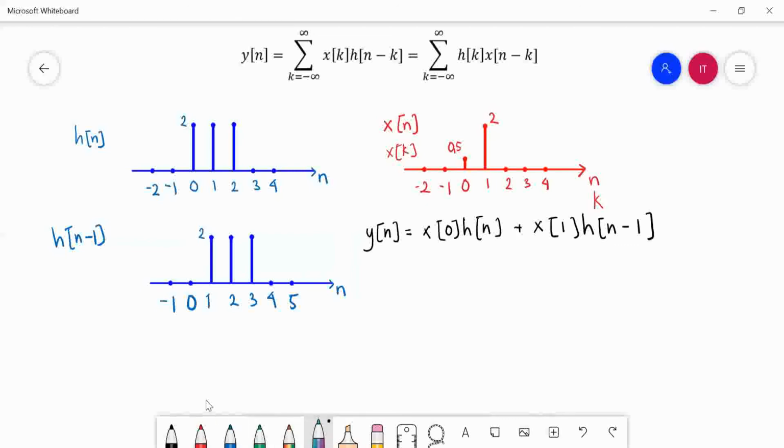Then, as we see here, h[n] is multiplied by x[0], so we multiply this by 0.5, which brings us to 2 times 0.5 is 1. And then here, we multiply it by 2, since x[1] is 2. So 2 times 2 is 4. Now we just need to add these two figures.